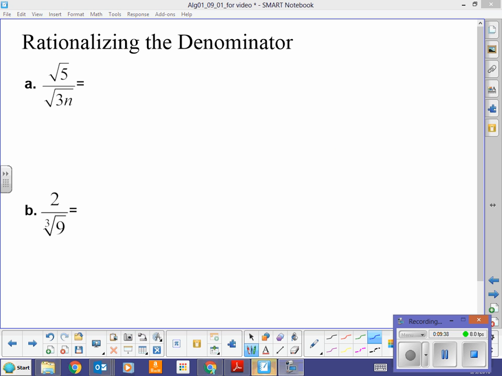Rationalizing the denominator. Now, this is a very important idea. Very important. There's a rule in math that says that when we simplify an expression, we cannot leave a radical in the denominator. So we have to rationalize it. We need to make it rational, which means it's like a ratio. How do we do that? Well, we do that like we do any other fraction that we want to turn into an equivalent fraction.